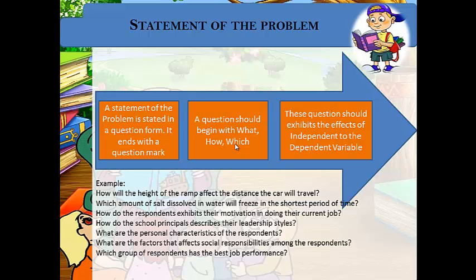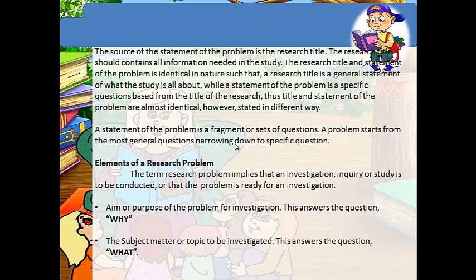So this is how the statement of the problem should be done. Remember that a statement of the problem should end with a question mark. The source of the statement of the problem is the research title. The research title should contain all the information needed in the study.